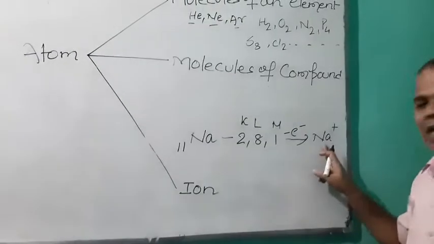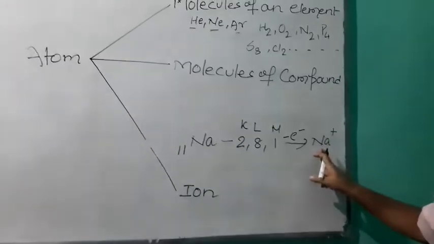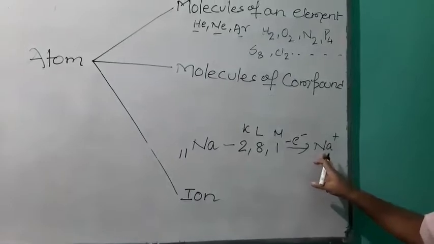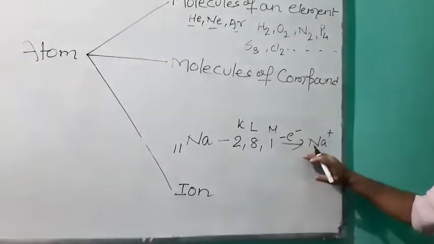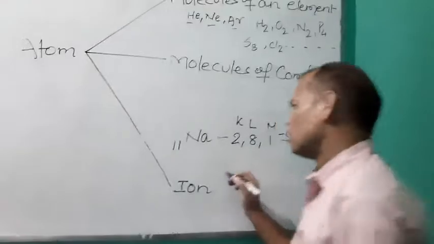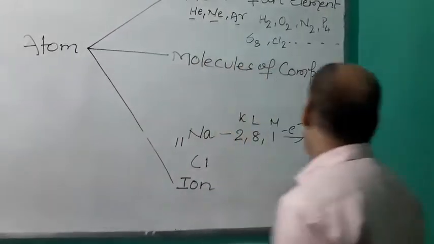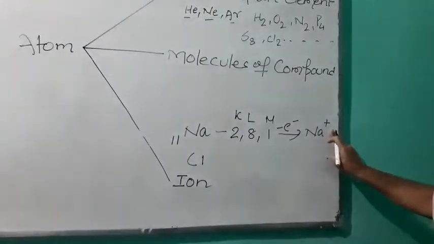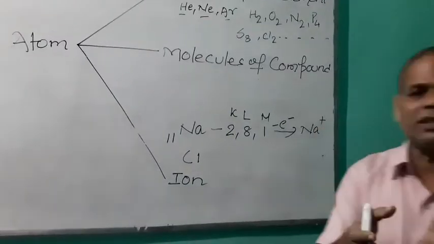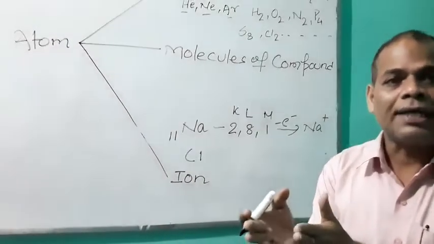So now it is charged. Sodium acquires 1 unit of positive charge. That's why it is called a sodium ion. A positively charged ion is called a cation.